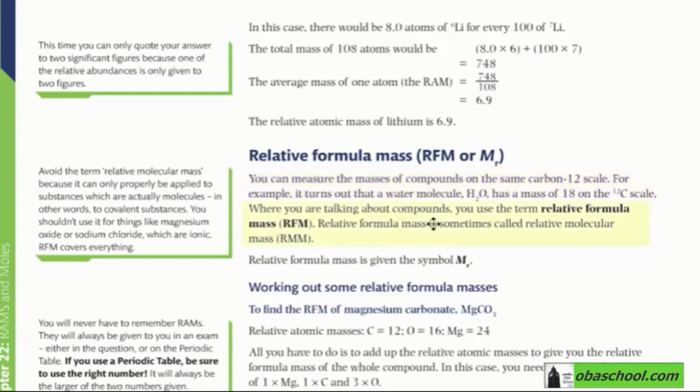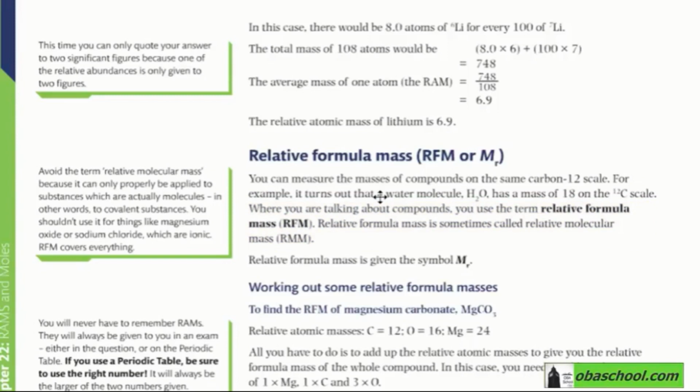When you're talking about compounds, you use the term relative formula mass, RFM. So when we're talking about compounds, we don't talk about the relative atomic mass. No, we talk about the relative formula mass. Relative formula mass is sometimes called the relative molecular mass, RMM, and it's given the symbol Mr.